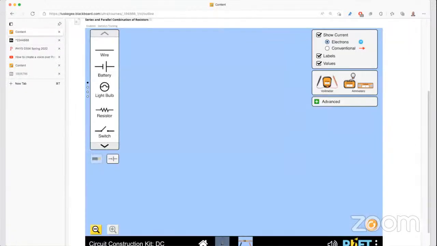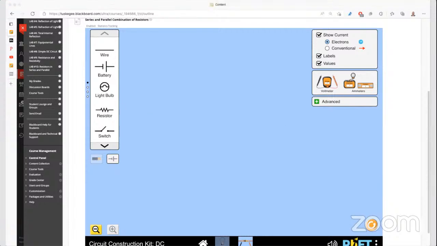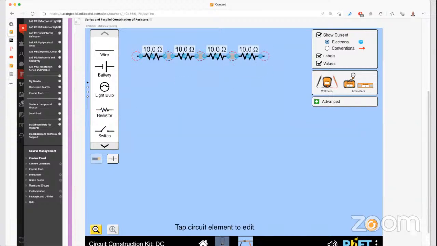And here I'm going to show you how to set up the simulation and build any kind of circuit. So let's start with a series circuit. I'm going to build a circuit with 4 resistors. Of course, your activity requires just 3 resistors, but I'm going to use 4. So these are my 4 resistors.